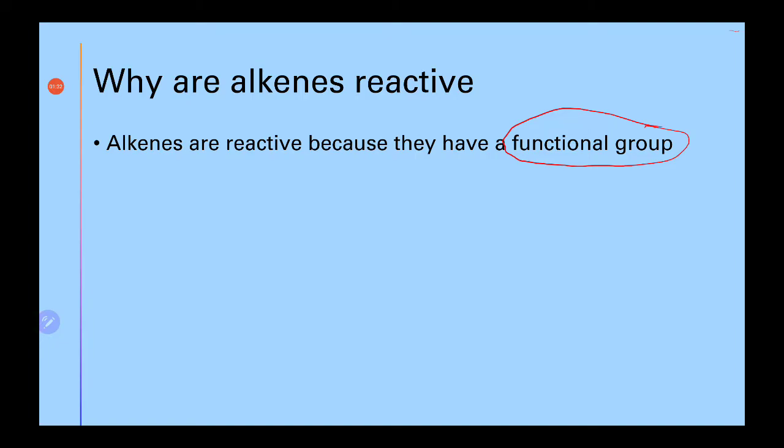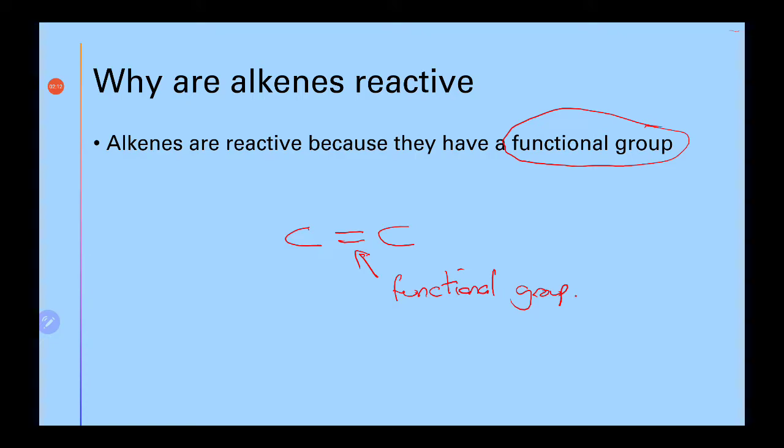What is a functional group? I hear you all cry. Well, we've already met it. Its functional group is the thing that makes it an alkene, and that is the carbon to carbon double bond. Okay, that is the functional group. It's called a functional group because this is the part of the molecule which gives the alkene its function, in other words, allows it to do what it does. So this is the thing that allows the alkenes to be reactive.